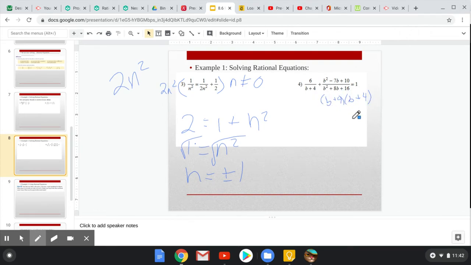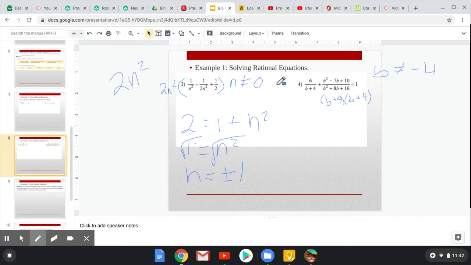So now that we have that in factored form, now we can find our common denominator. Well, actually, before that, let's figure out what b is not allowed to be. So setting each of the factors equal to 0, well, they're all the same. So we can just see that b is not allowed to equal negative 4. b is not allowed to equal negative 4.